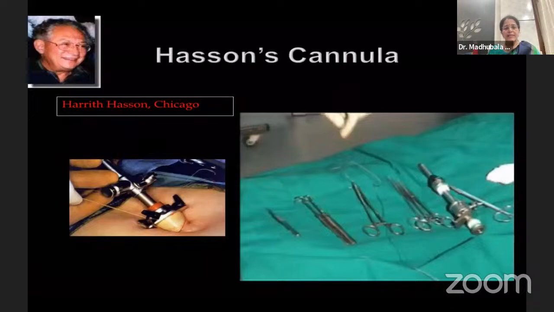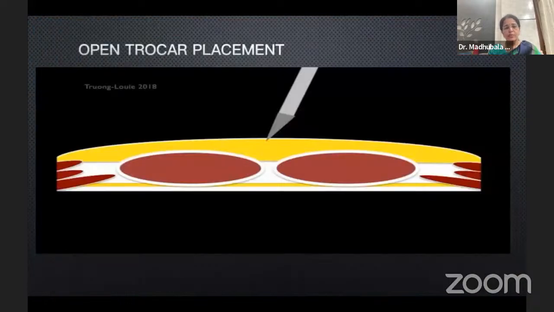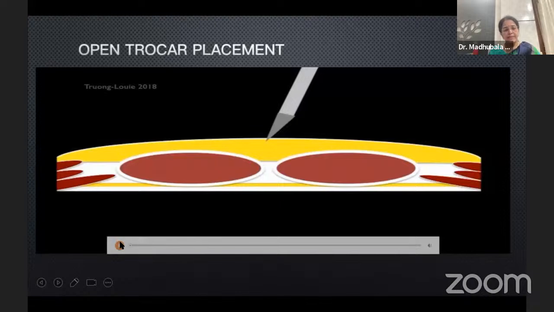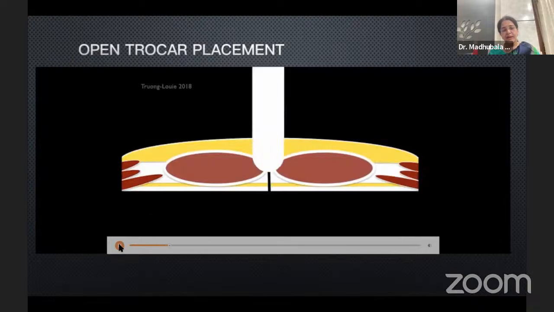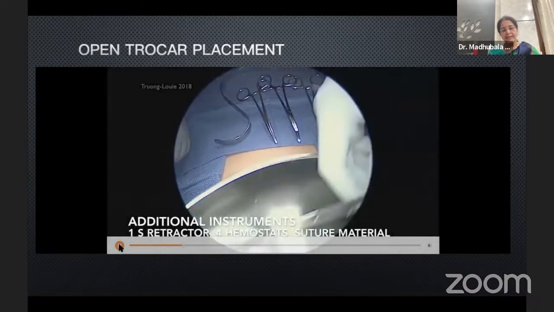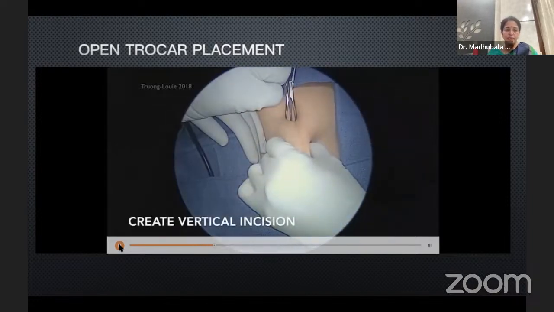Then came Hasson's open cannulation method, which was introduced by Harrith Hasson in 1971, which is also called a safe entry of laparoscopy. So in open trocar placement, an incision is made from the skin to the peritoneum and the trocar is placed under vision. So we need additional instruments like retractors, hemostats, and suture materials.